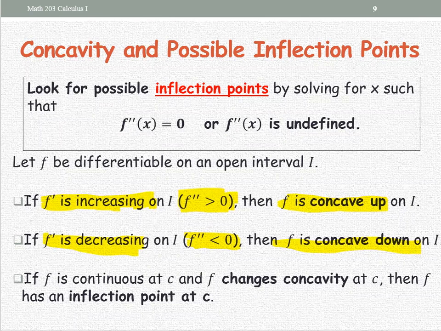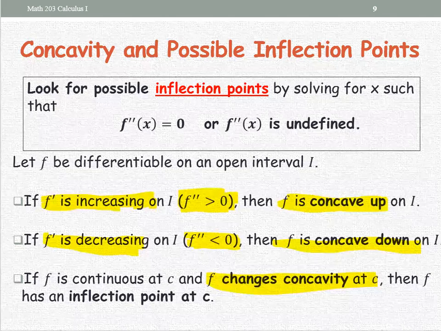If f is continuous at c and changes concavity at c, changing from concave up to concave down or concave down to concave up, or put another way, if the sign of the second derivative changes from positive to negative or from negative to positive, the point c is called an inflection point.